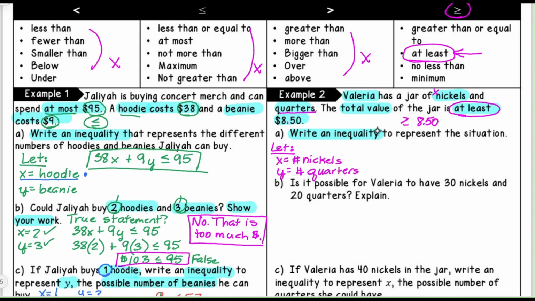And so, because this was written in dollars and cents, I need to put my nickels and my quarters in dollars and cents. So a nickel, if we put it in dollar form, would be 0.05x, so it's 5 cents for every nickel, plus 0.25y for every quarter. My symbol is going to be greater than or equal to $8.50. And this is my inequality.